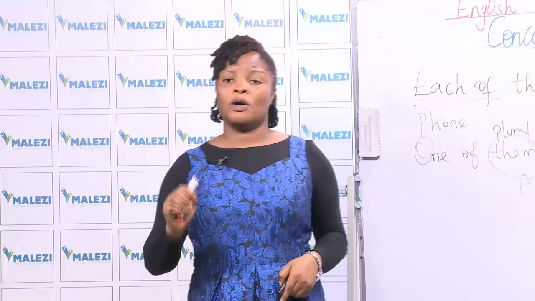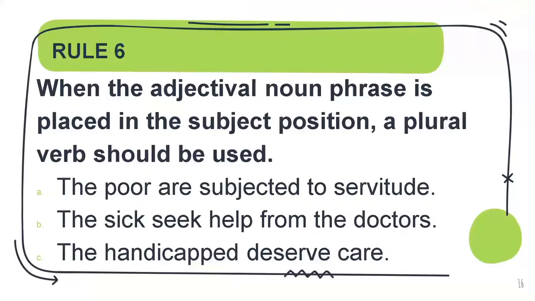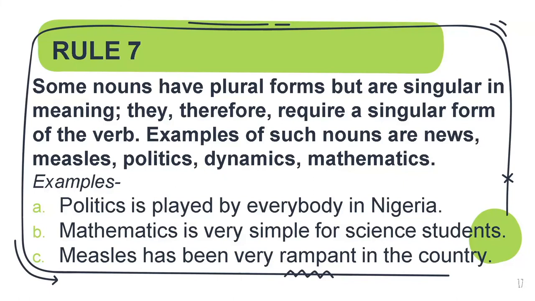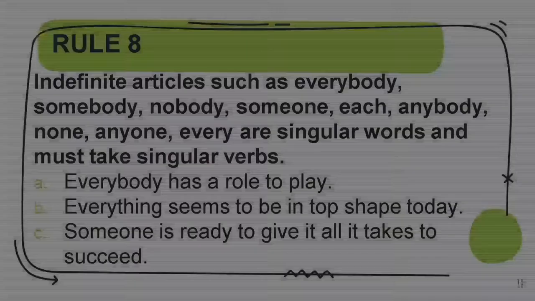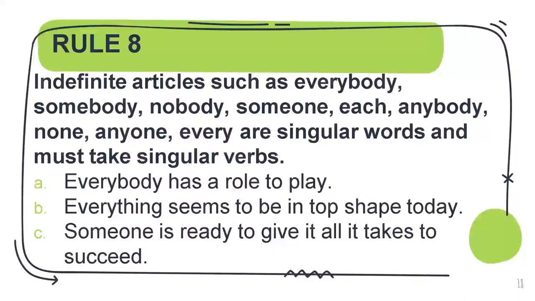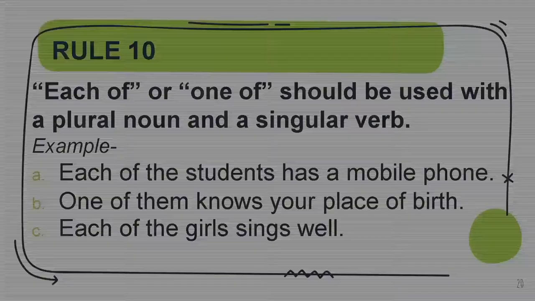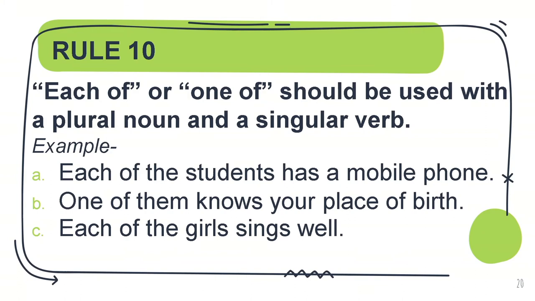And rule six, when the adjectival noun phrase is placed in the subject position, a plural verb should be used. Rule seven, nouns that are singular in meaning but take the form of plural by adding s usually take the singular verb. And number eight, indefinite pronouns usually take singular verbs. And number nine, two singular nouns connected by and, preceded by each or every, usually take the singular verb. And finally, number 10, each of and one of should be used with plural noun and singular verb.